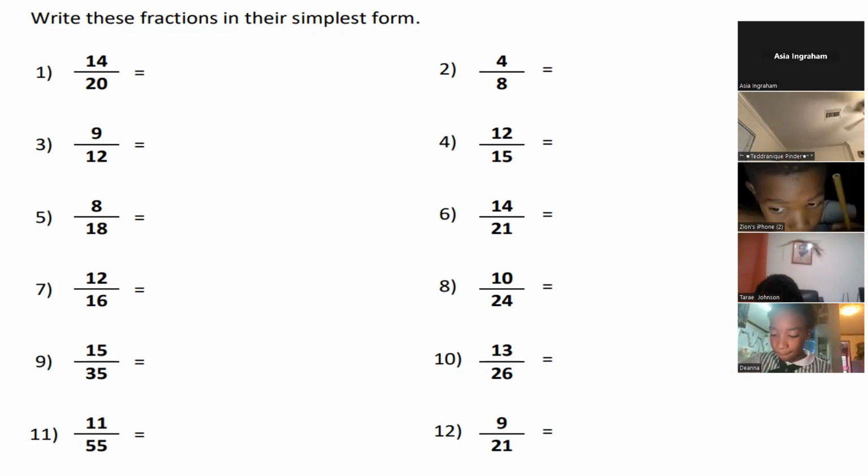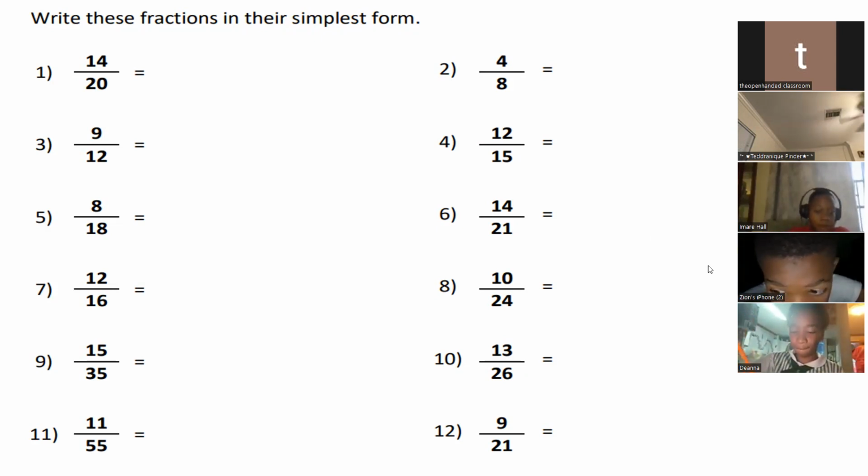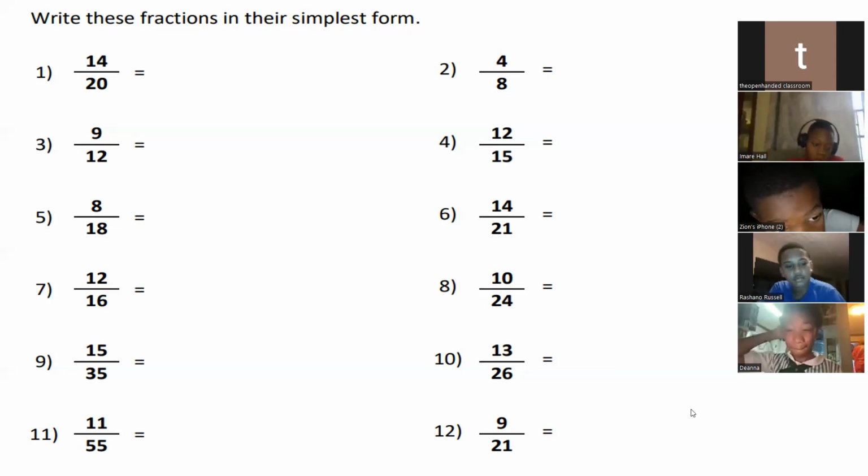Zion, what number are you on? Number 5. Okay. Amari, what number are you on? Number 5. Okay. Once you finish, please let me know that you're done, so we can go over them together. I'm finished. Deanna, you're finished? Yes, sir.